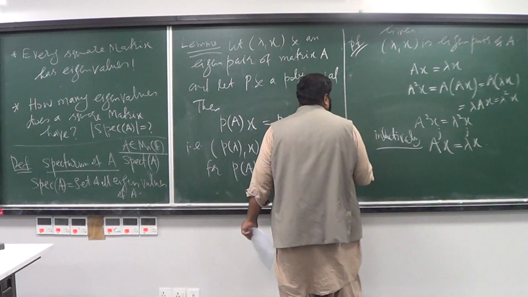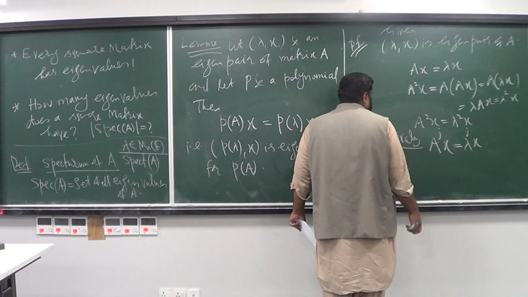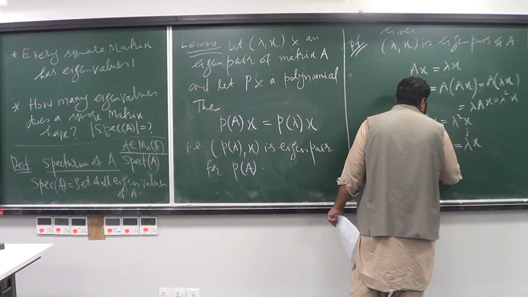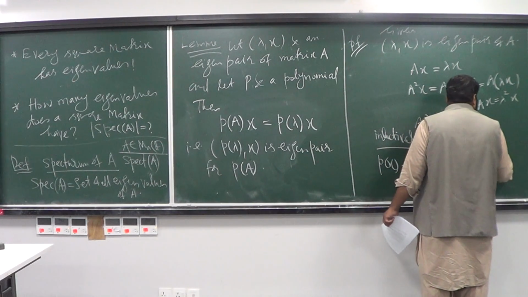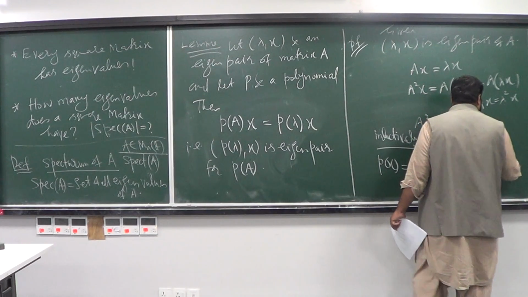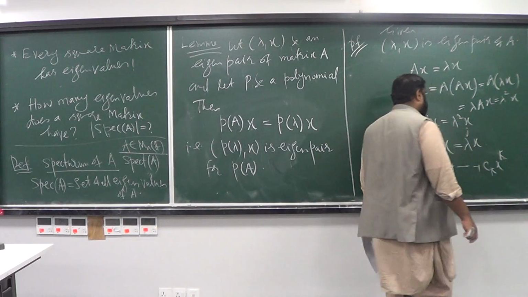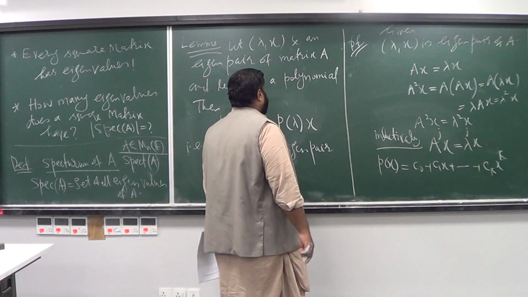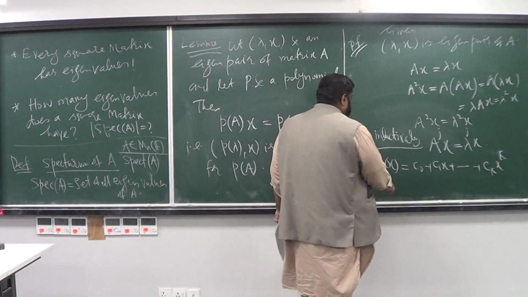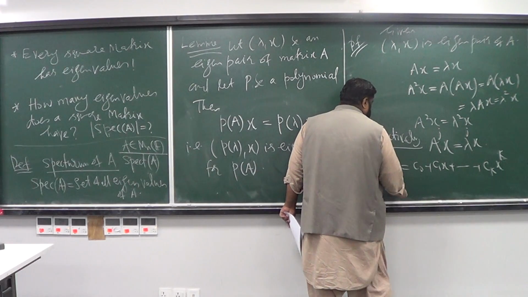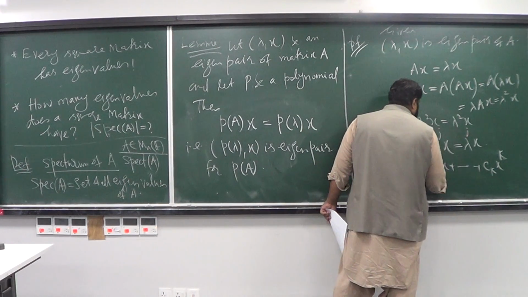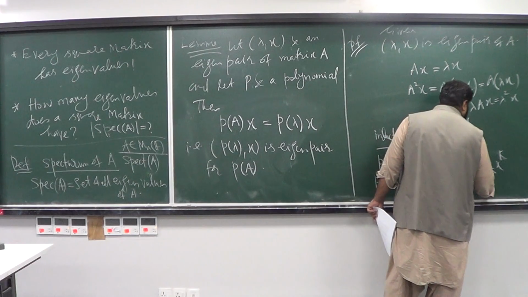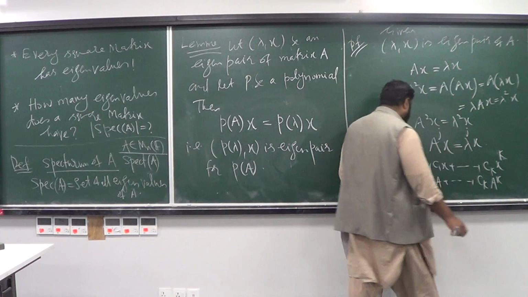So P is some given polynomial. Let's assume that P of x looks like this. So it's c0 plus c1 x plus so on and so forth, it has some degree, up to ck x power k. This is the given polynomial. Okay. So what would be P of A then? The P of A is going to be c0 multiplied by the identity matrix plus c1 A up to ck A raised to k. So this is going to be the matrix P of A.